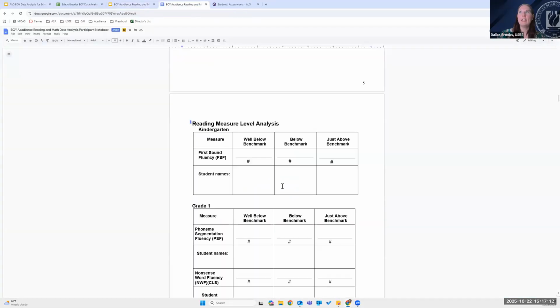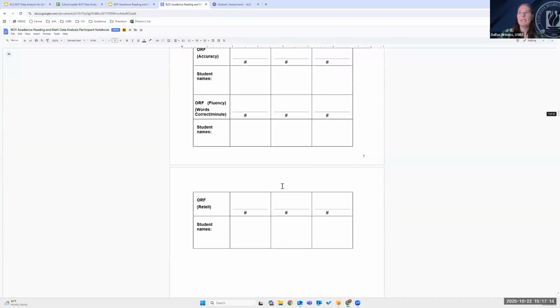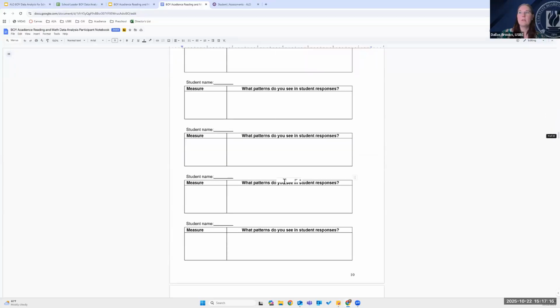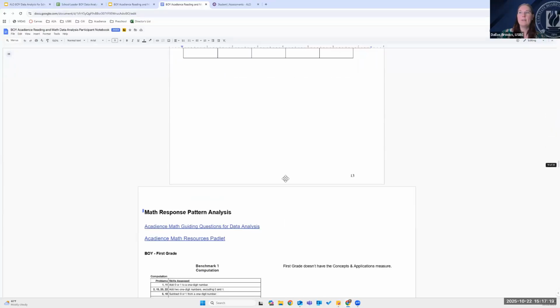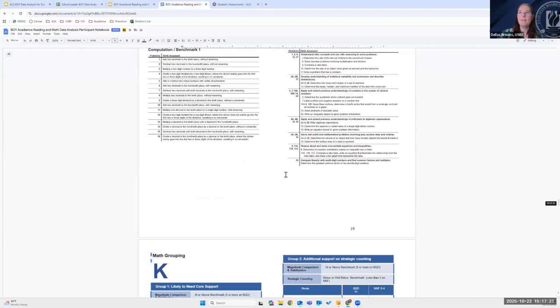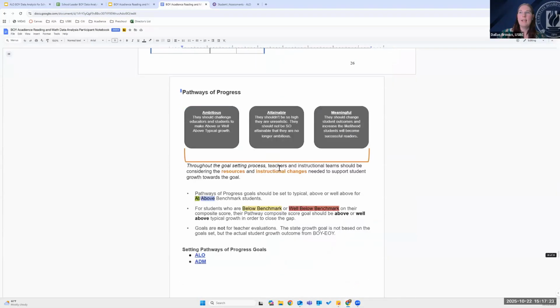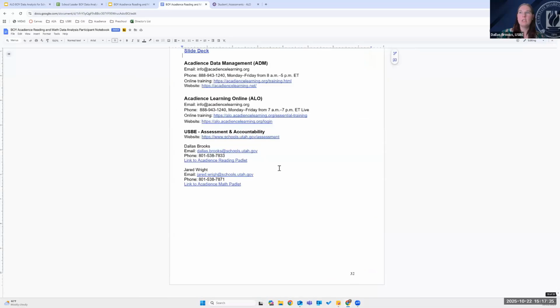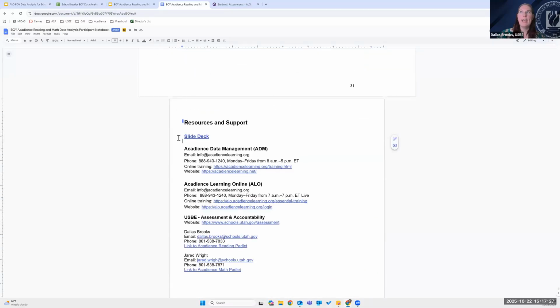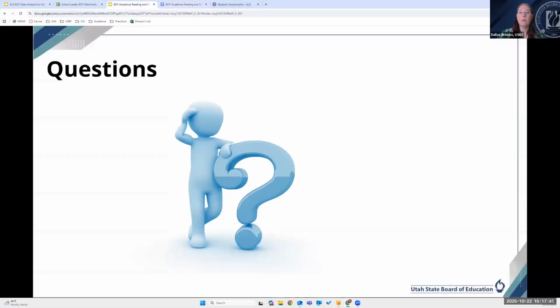I do want to share in your participant notebook, if you scroll all the way down to the bottom, there is a last page with resources. It has a link to this slide deck that Jared and I shared today. So if you wanted to go back and look at any of the slides that we shared, you have that link right there underneath resources and support.